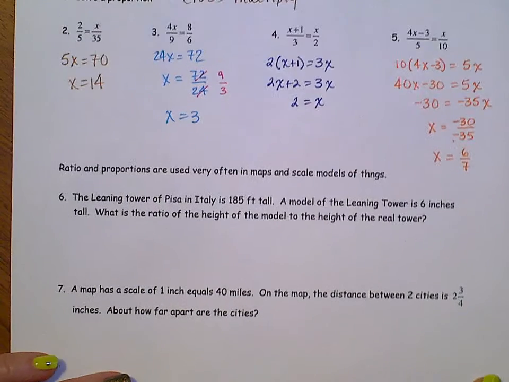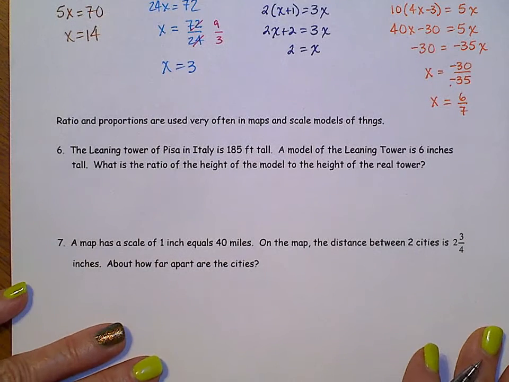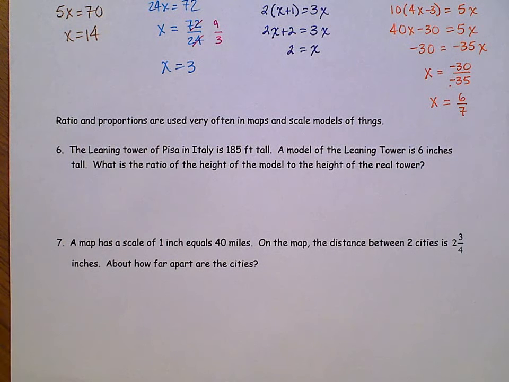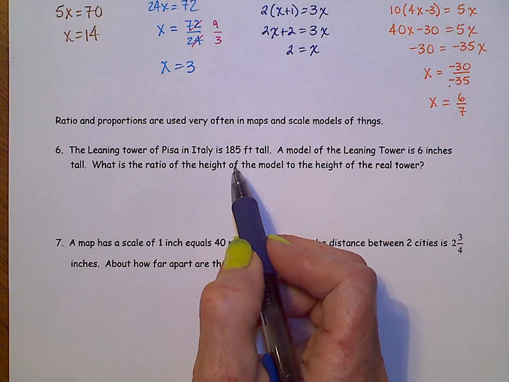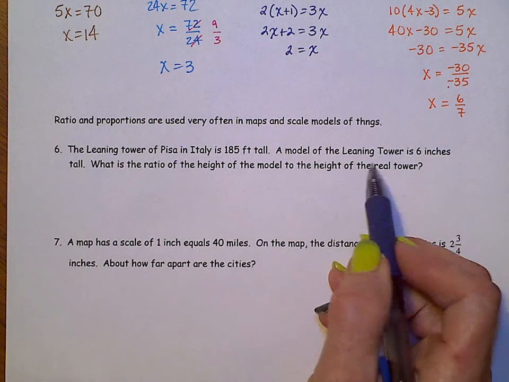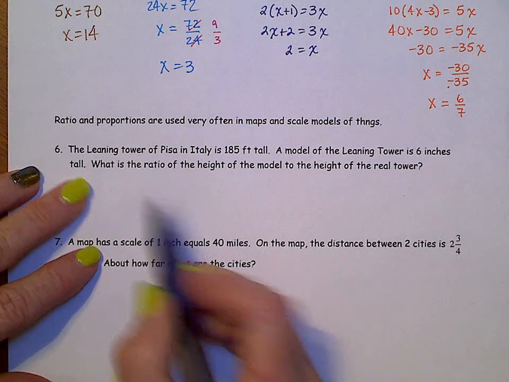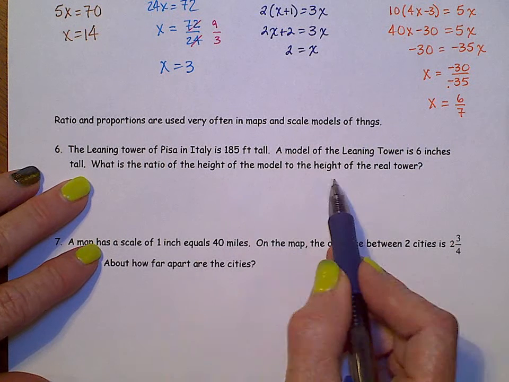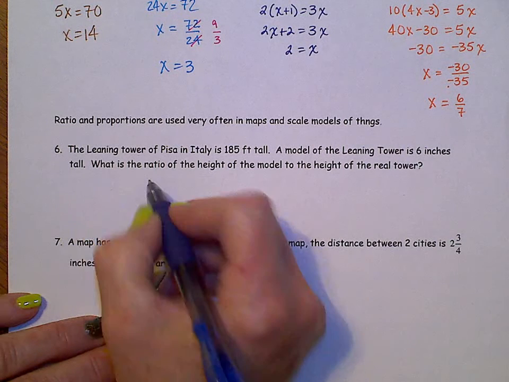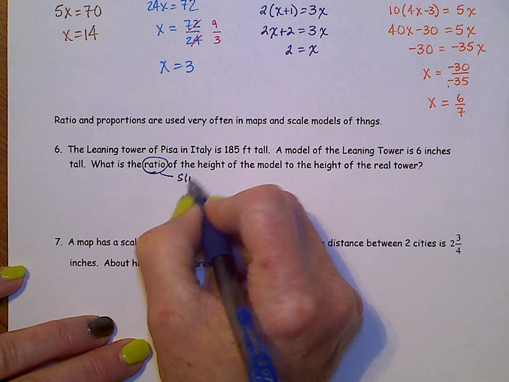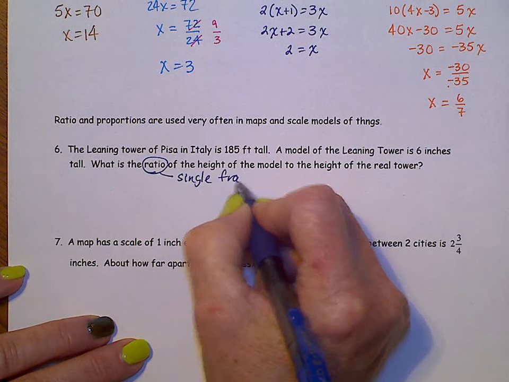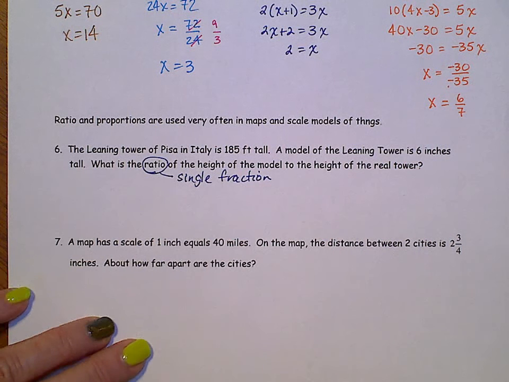Now, a few word problems here. Ratios and proportions are used very often in maps and scale models of things. So we have the Leaning Tower of Pisa in Italy, which is 185 feet tall. A model of that Leaning Tower is 6 inches. What is the ratio of the height of the model to the height of the real tower? So, ratio, single fraction. It's just a single fraction, that ratio.